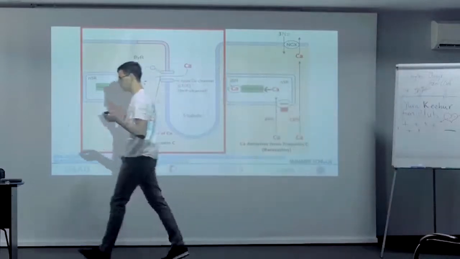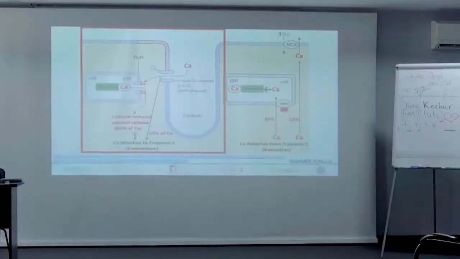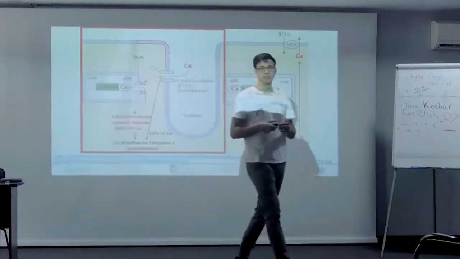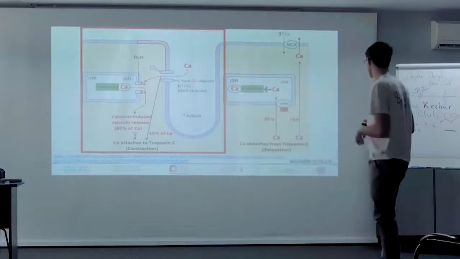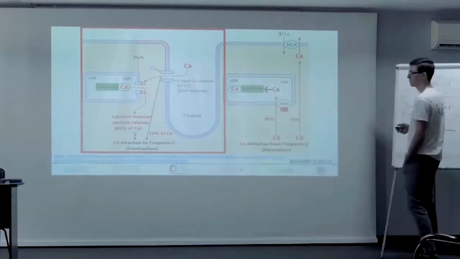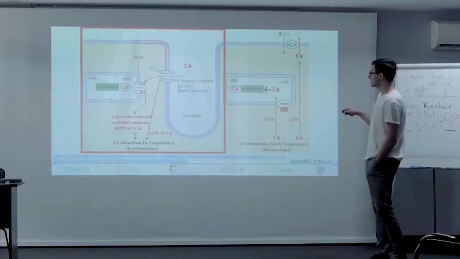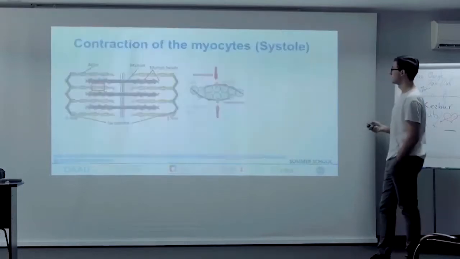What is troponin C? It's a protein which enables the muscles to contract, yes? So, let's repeat it. Calcium comes in, binds to ryanodine receptor, calcium goes out. So it's called the calcium-induced calcium release. And some of the calcium comes directly. And this calcium attaches to troponin C.